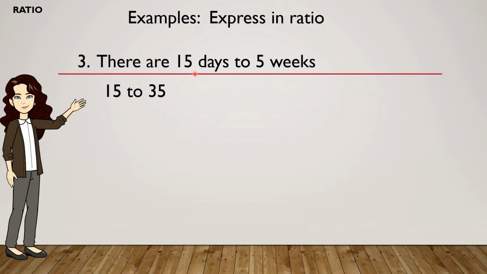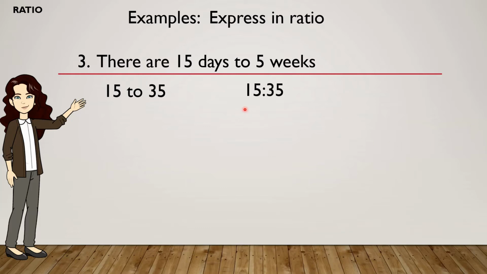For example, yung days ba ang gagawin nating weeks or yung weeks ang gagawin nating days? So, mas madali kung ang gagawin nyo is yung weeks, gagawin nating days. So, meaning, how many days in a week? We have 7. You have 5 weeks, so you need to multiply 5 by 7. So, we have 35. So, you now get the given, that is 15 to 35.